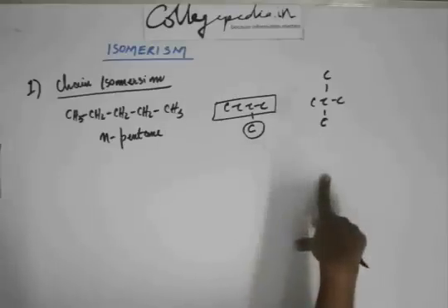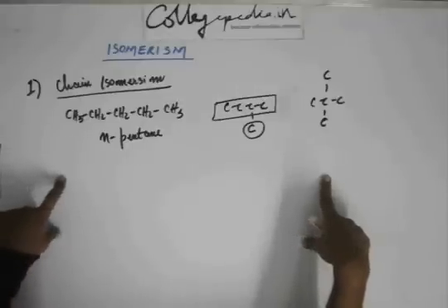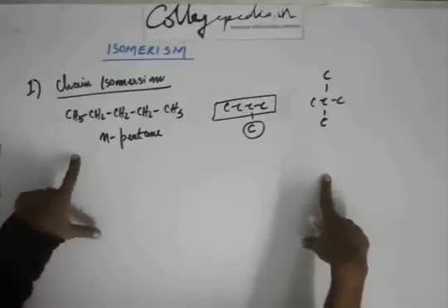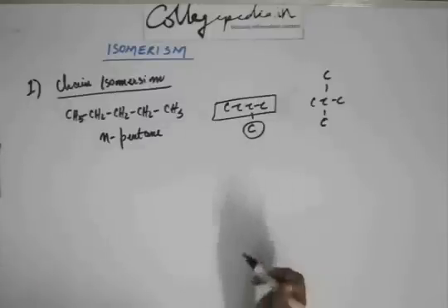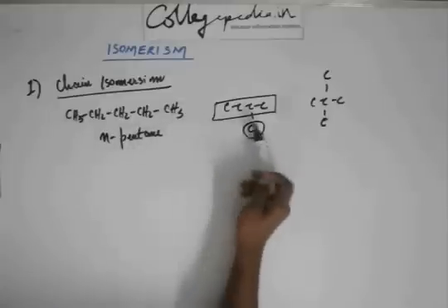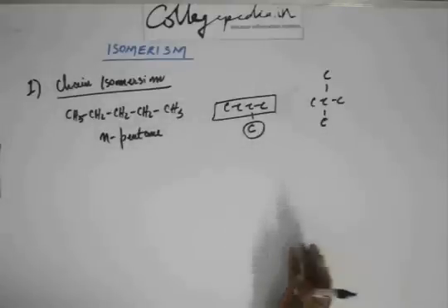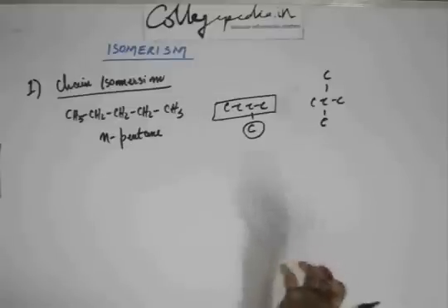So these are the three possible structures using the formula C5H12, pentane. So these are the three possible isomers. Now the main chain is different. Here the main chain has 5 carbons, here it has 4 carbons, here it has 3 carbons. So they are chain isomers. And this property is chain isomerism.